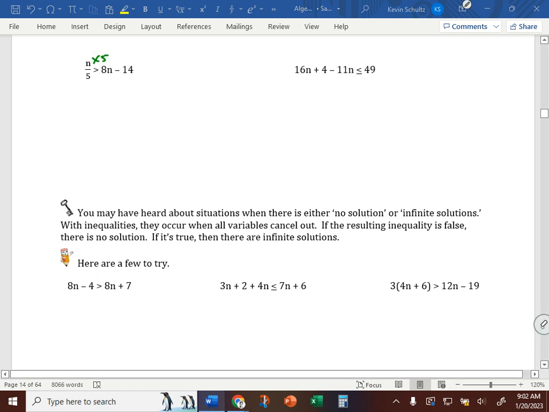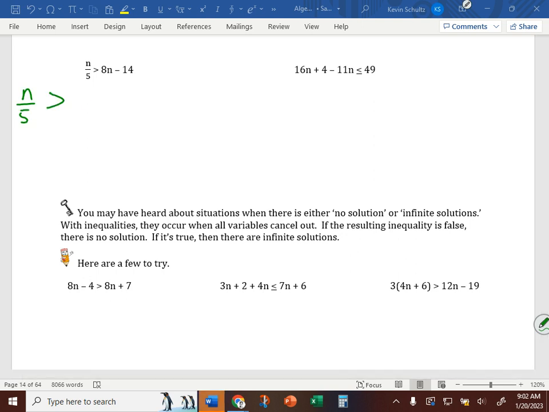I'm going to do it down below here because it's so late. So we have n divided by 5. We're going to multiply that by 5. And then 8n minus 14, when you multiply by 5 on that right side, everything's got to be multiplied by 5. You essentially create a distributive property here. You can't just multiply the n by 5. You have to multiply the negative 14 by 5 too, which means essentially you put it into parentheses there. The whole thing is multiplied by 5.